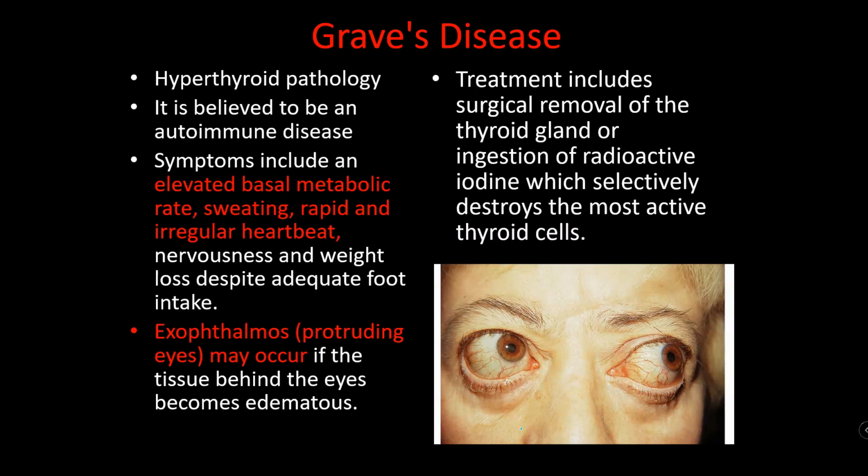What I'm showing you in this picture is exophthalmos, and that's actually one of the most outward signs of Graves' disease, which is the name of the disease that results from hyperthyroidism. The eyes actually start to get fatty tissue build up behind them, and that pushes the eyes forward, and so that's what exophthalmos is, and that's what you're seeing there in that picture.